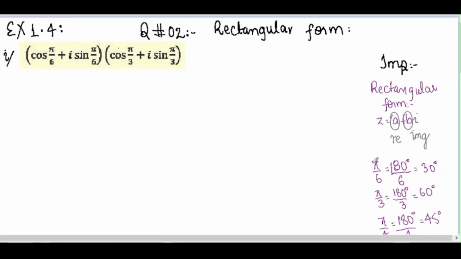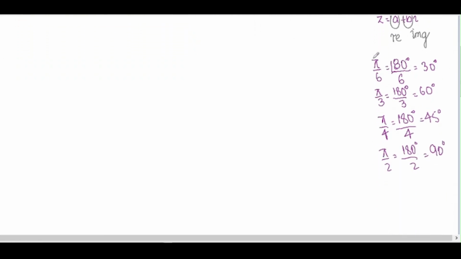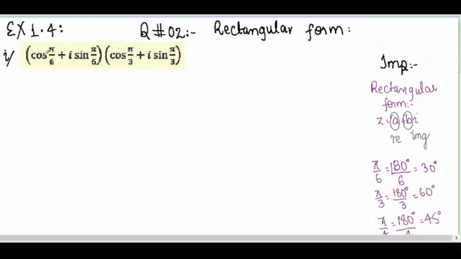First of all, you must know what pi by 6 and all these notations are equal to. Pi is always 180 degrees; pi is referred to as 180 degrees in the form of radians. So pi by 6 is 180 by 6, which equals 30, pi by 3 is 60, pi by 4 is 45, and similarly pi by 2 is 90 degrees. So now we are going to use it over here. Pi by 6 is 30 degrees and cos 30 is square root of 3 by 2. So it is equal to square root of 3 by 2 plus iota as it is.